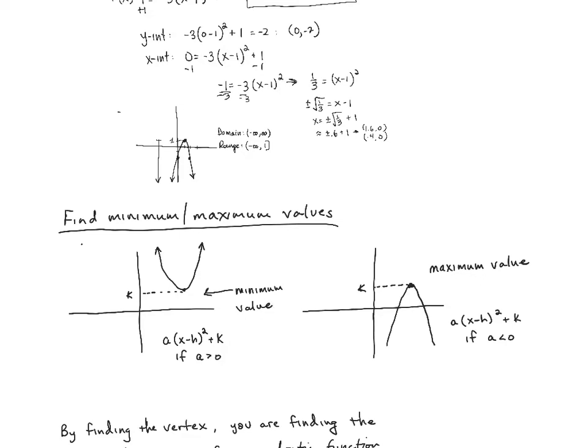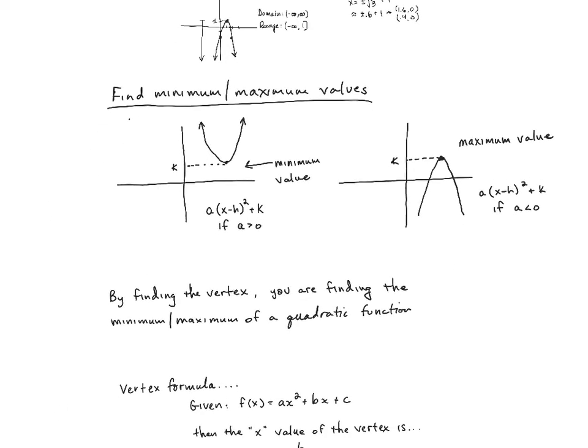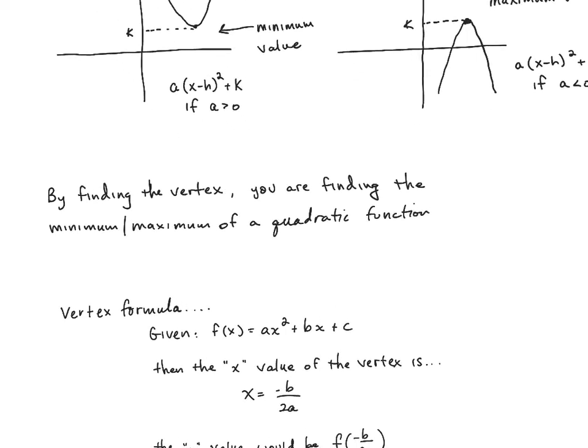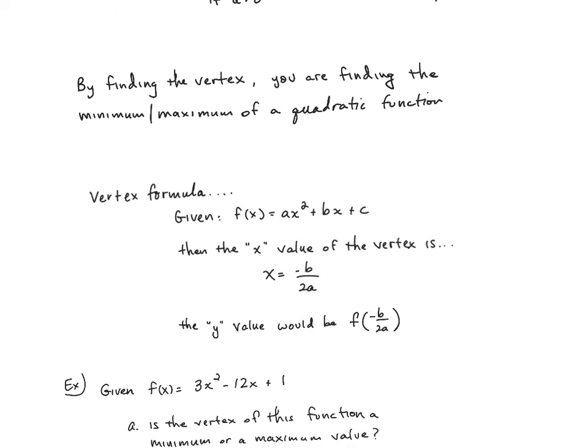So you're either finding a minimum or you're finding a maximum, and really all that means is find the vertex. So if your intent is just to find the vertex and you're not necessarily graphing the parabola, then finding the vertex can be done a different way. If you find the vertex, you're finding the minimum or maximum value of a quadratic function. And there is a formula for it. It's called the Vertex Formula.